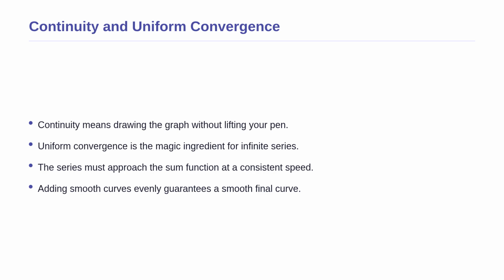Let us start with the most fundamental property, which is continuity. Continuity simply means you can draw the graph without lifting your pen. If we have an infinite series of continuous functions, the magic ingredient required to keep the sum continuous is called uniform convergence. This means the infinite series approaches its final sum function at a consistent, even speed across the entire interval. If you add up smooth curves evenly, the final combined curve is guaranteed to be smooth.